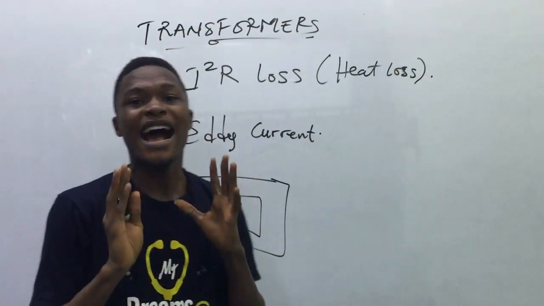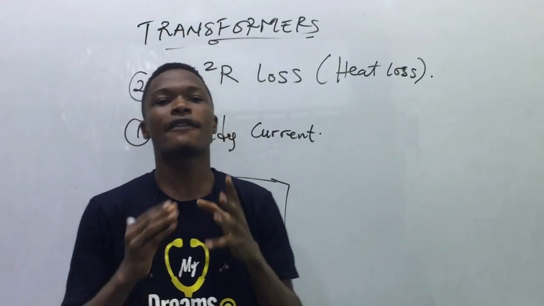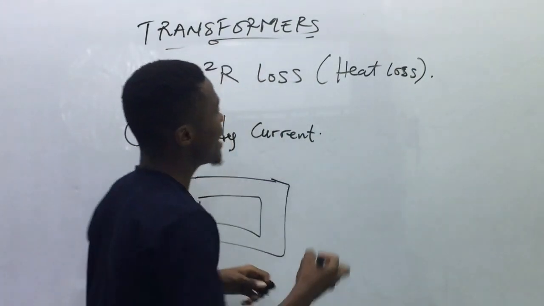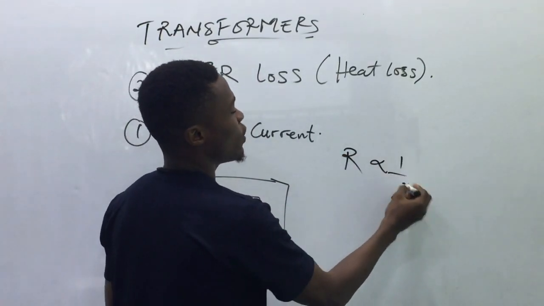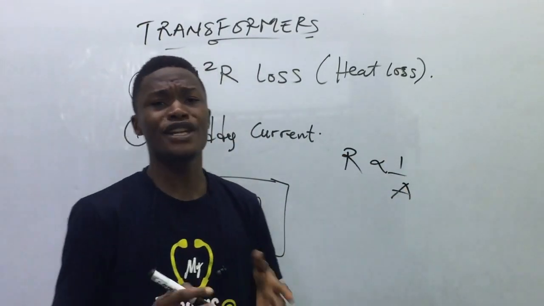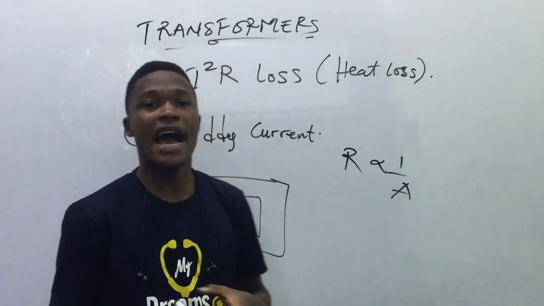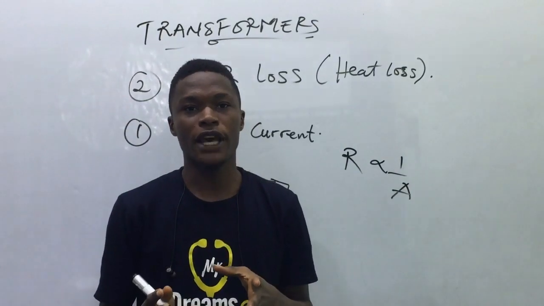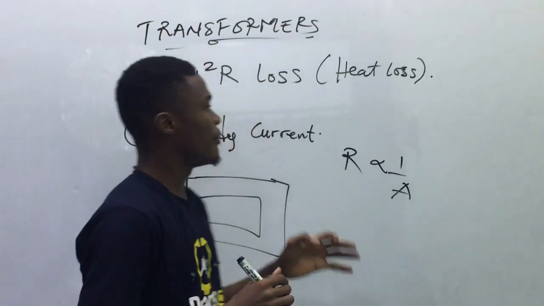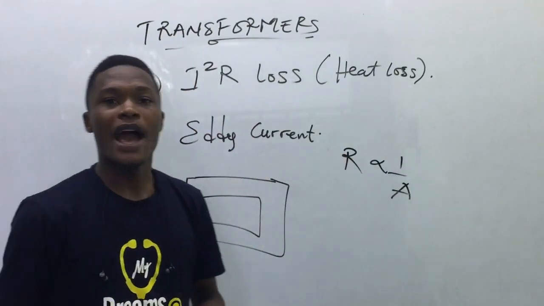Now, to minimize this energy loss, all you need to do is use thicker wires, that is wires that have a large surface area. Remember that the resistance of a wire is inversely proportional to the area of the wire. So if you need a low resistance, you get a high area, that is wires that are big enough. That is one way of reducing the I square R loss.